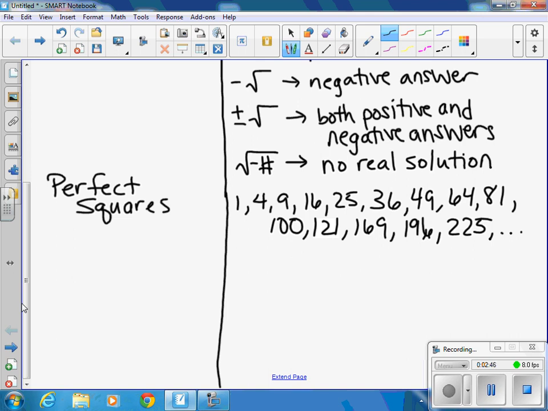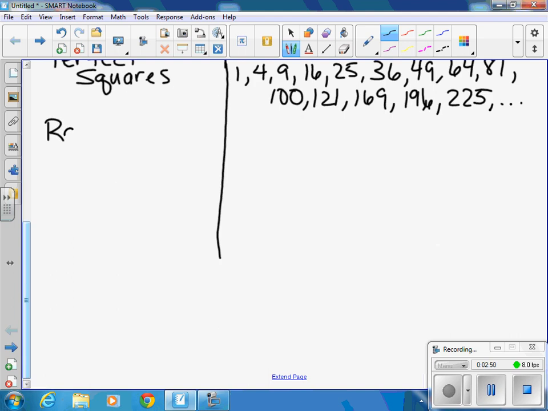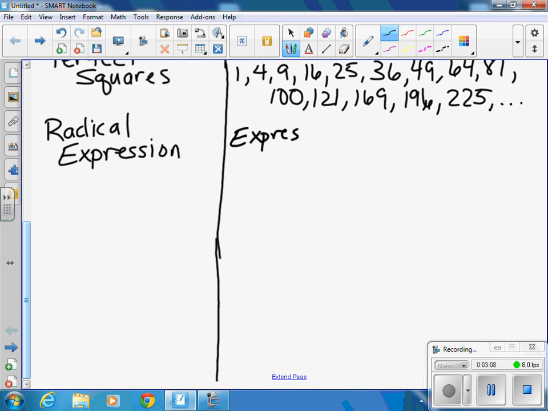The next thing that we're going to be dealing with are what are known as radical expressions. Because it's got the word radical in it, that means it involves the square root sign, and an expression is a math problem with no equal sign. So this is where you will have problems that you will have to evaluate, based on the fact that they have a radical in them. So this is an expression involving a radical sign.